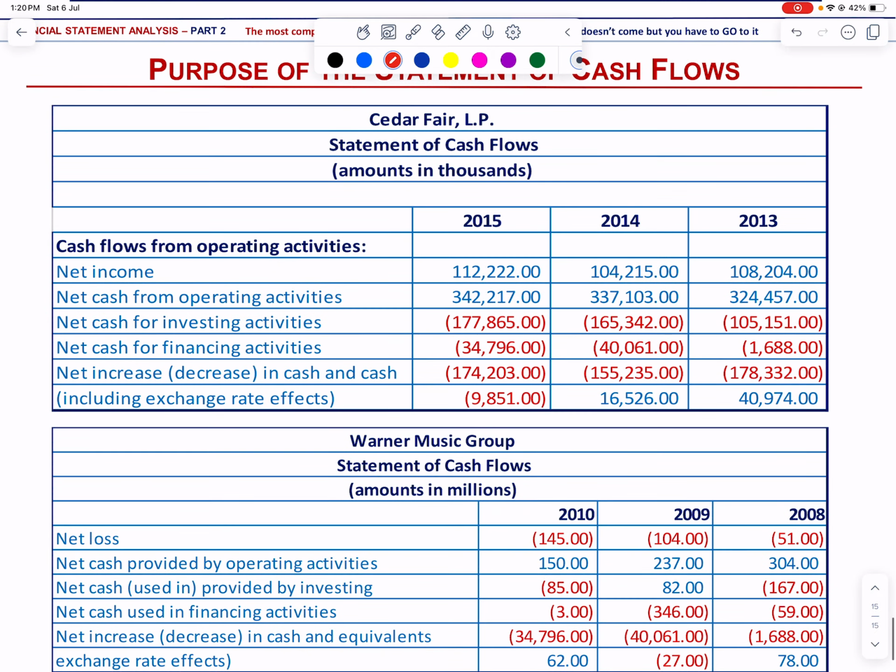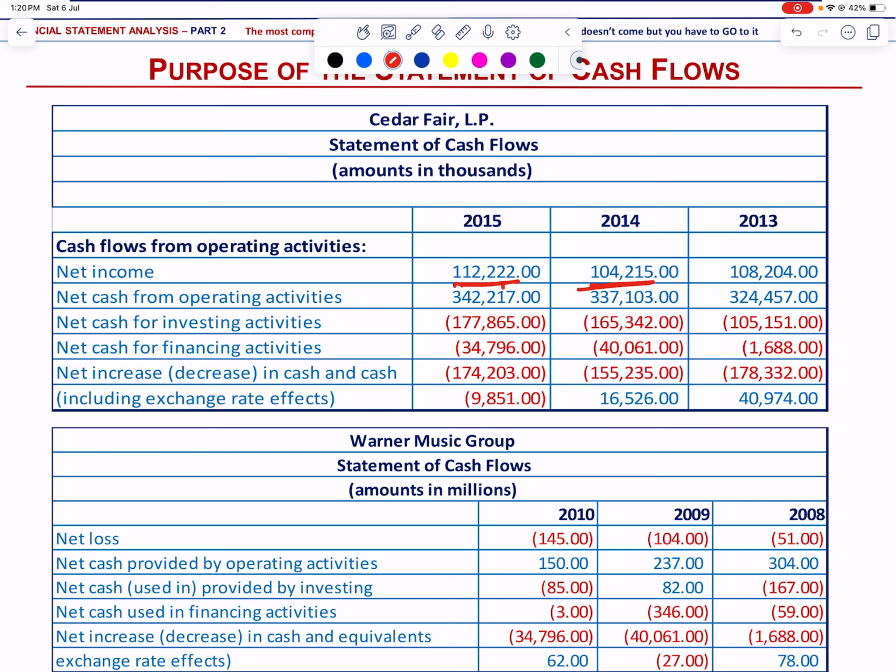Then Cedar Fair LP was founded in 1983 and based in Sandusky, Ohio. It is a major player in the global amusement park industry. Cedar Fair consistently shows strong profitability with net income increasing to 112 million in the year 2015 from 104 million in the year 2014.